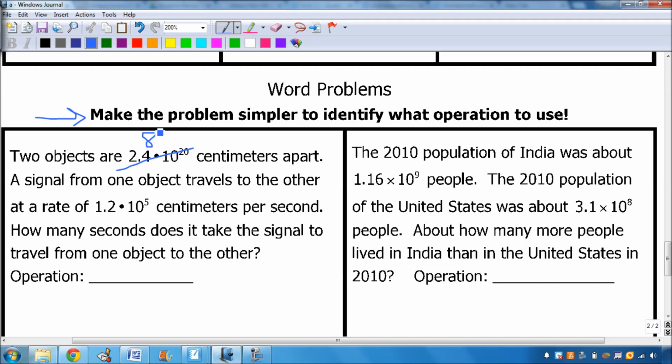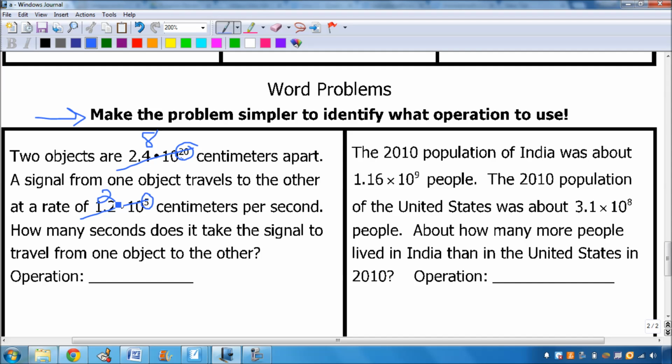Okay? A signal from one object travels to the other object at a rate of 1.2 times 10 to the 5th power centimeters per second. Same thing. This number is confusing to me. I'm going to replace it with a super easy number that's smaller than this one, because this is to the 20th power and this is to the 5th power. So I'm going to try 2. Okay? How many seconds does it take the signal to travel from one object to the other?